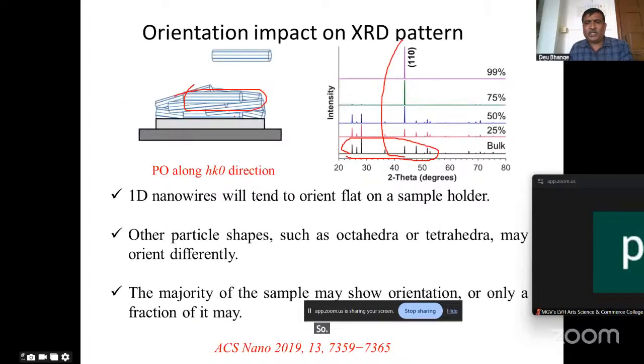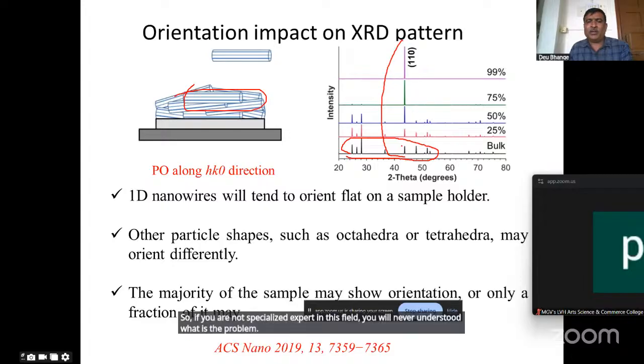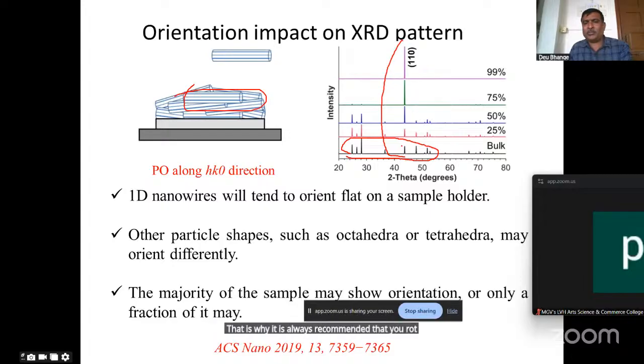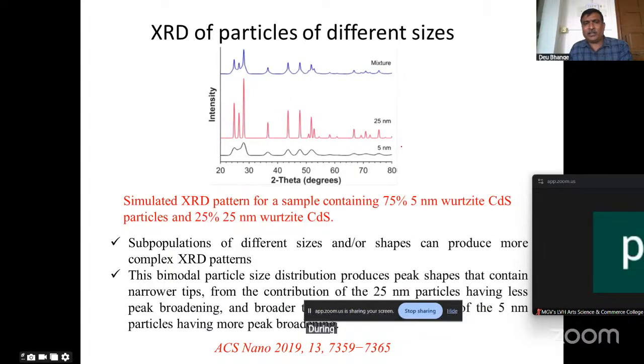If you are not a specialized expert in this field, you will never understand what the problem is. That is why it is always recommended that you rotate or spin your sample during data collection.